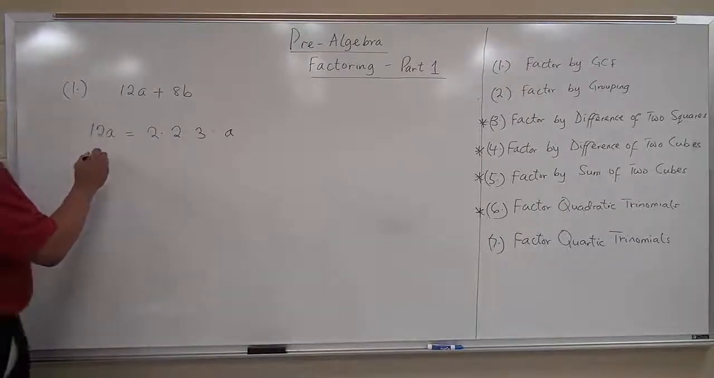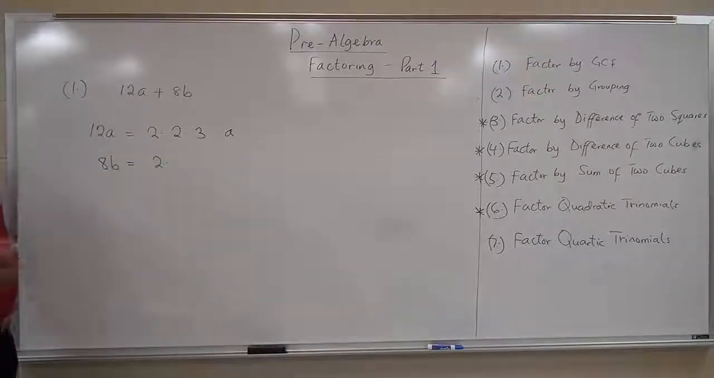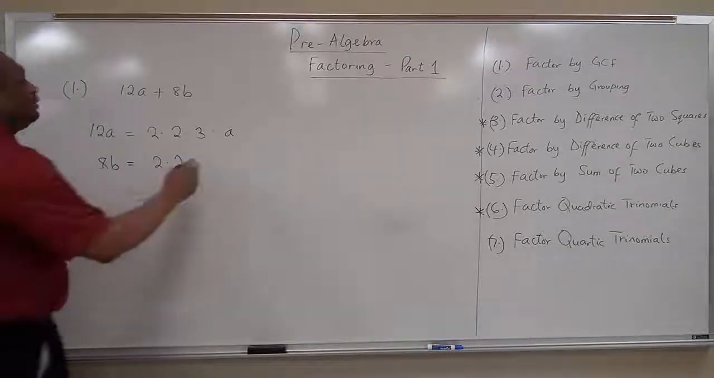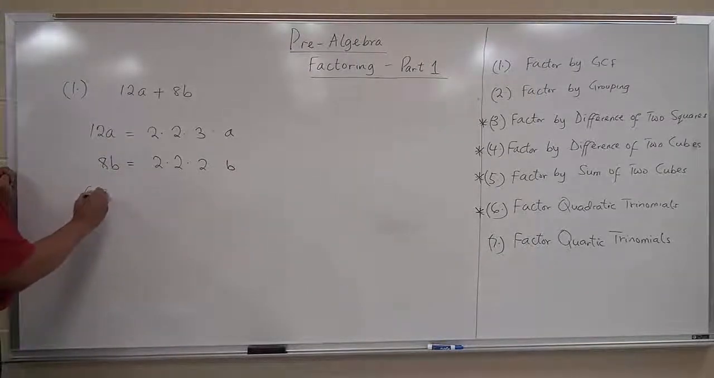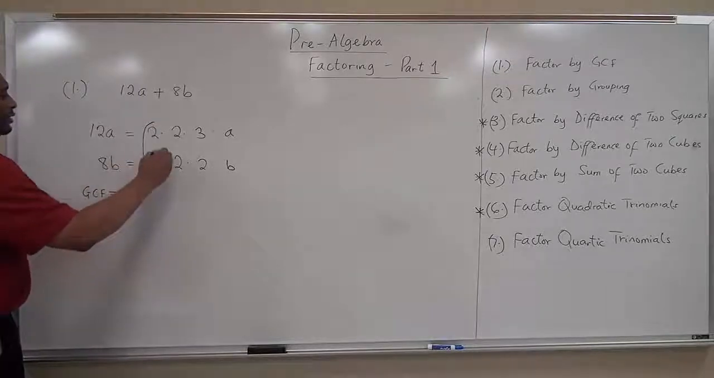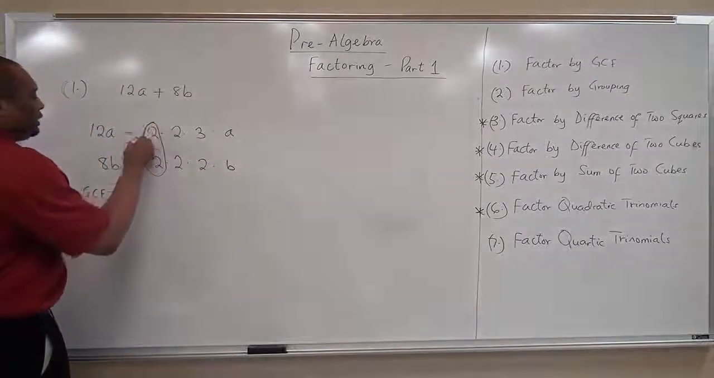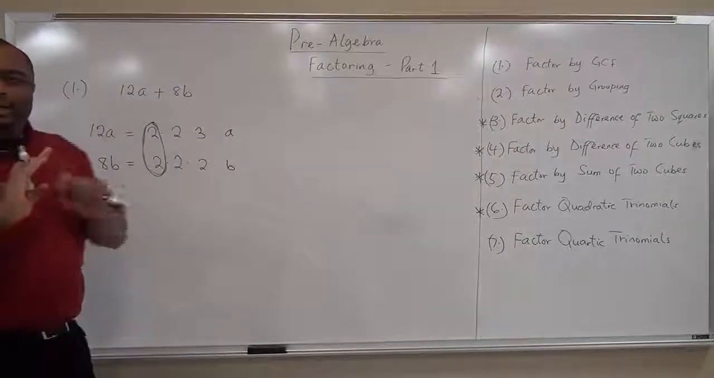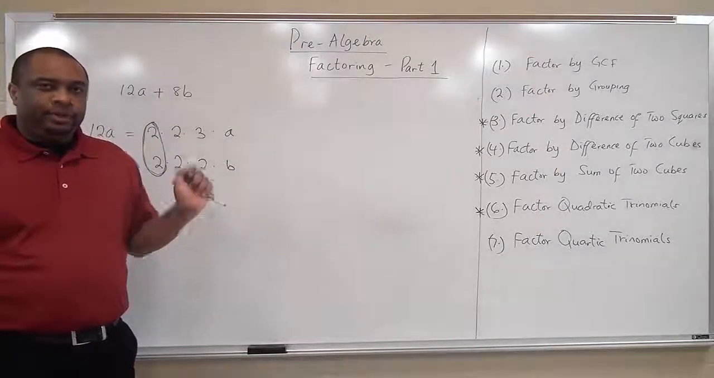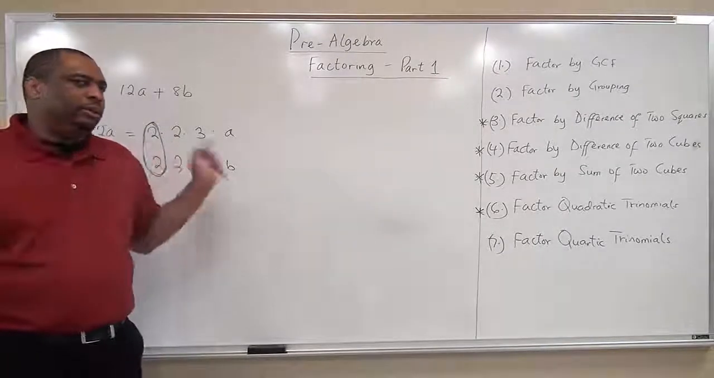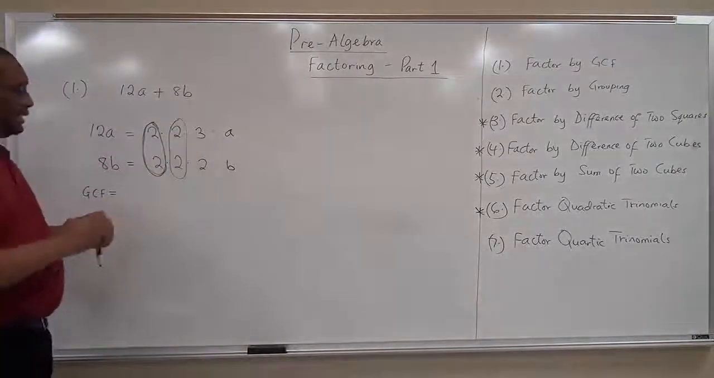Then 8B. 8 is 2 times 4, so we have 2, and 4 divided by 2 is 2, so another 2. Then times B. Right? So we look at the GCF. The GCF will be the common factors. We just highlight the common factors. 2 and 2 is common here. We are not interested in uncommon factors. We are only interested in common factors. So this is common. 2 and 2 is common again. That is all we have.